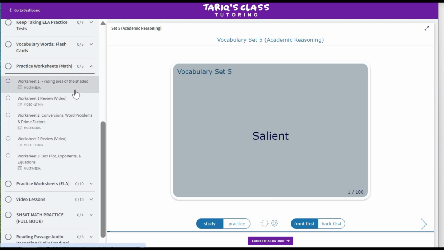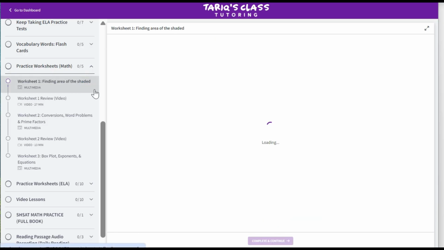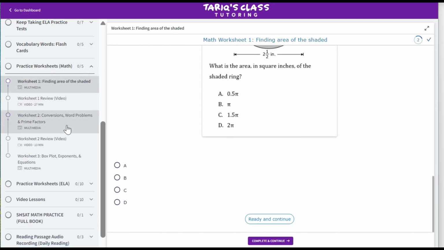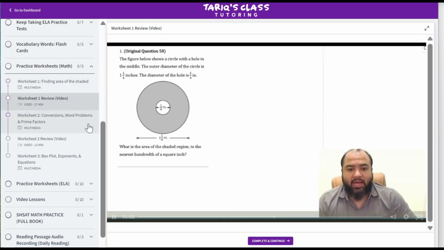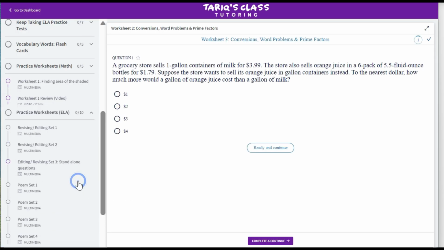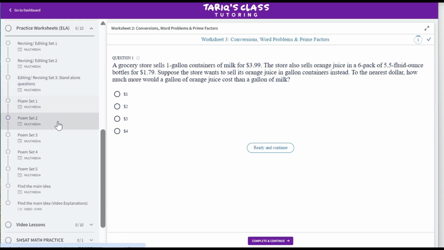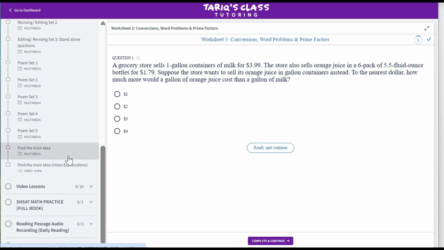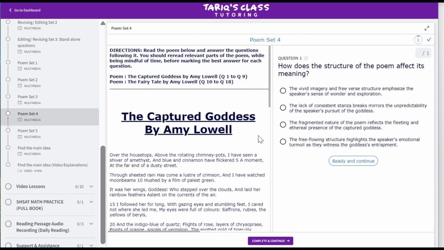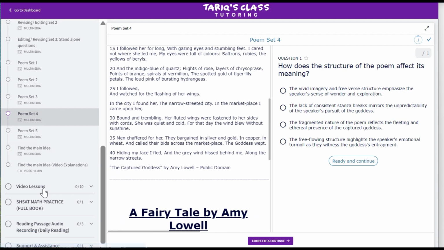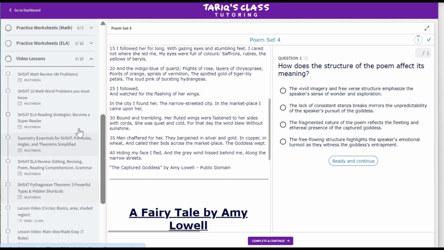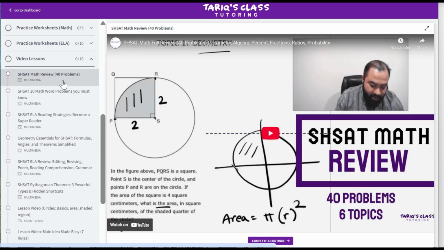So worksheet number 1, here there are other practice worksheets you can do. Tons of worksheets. And there's a review video of that worksheet as well. There are practice worksheets for ELA if you want to practice a lot of poems. It's right there. You're going to see the poem and then practice. Also my other YouTube video lessons are added here. You can find them in that tab as well.